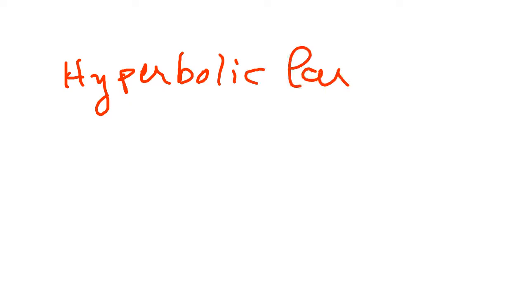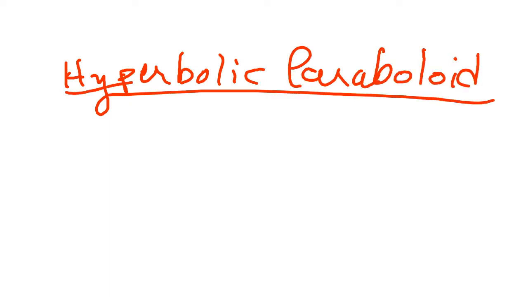Okay, so let's look at a hyperbolic paraboloid. This is on page 895 in the book. It's basically like a horse saddle is kind of what that looks like.